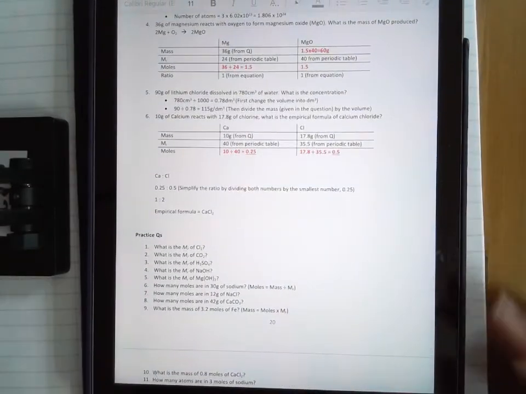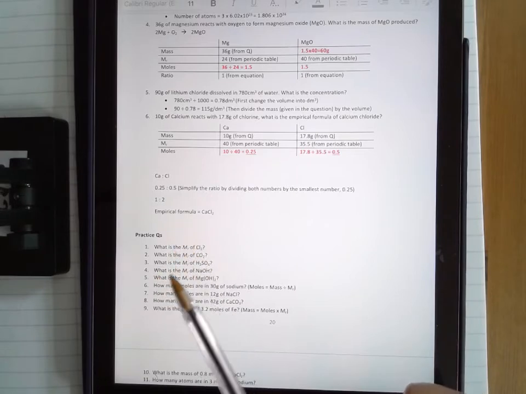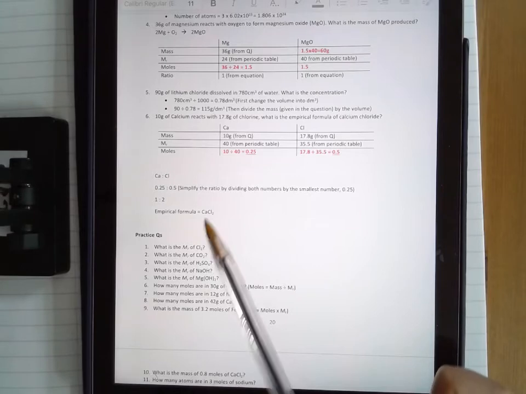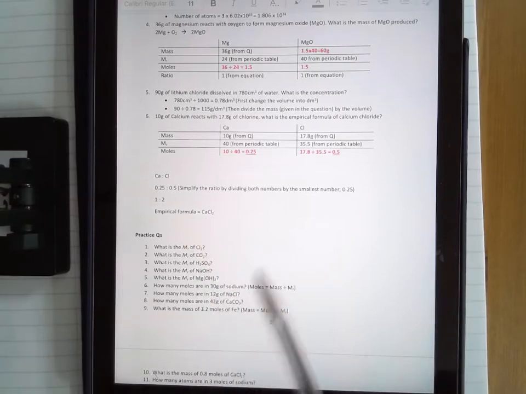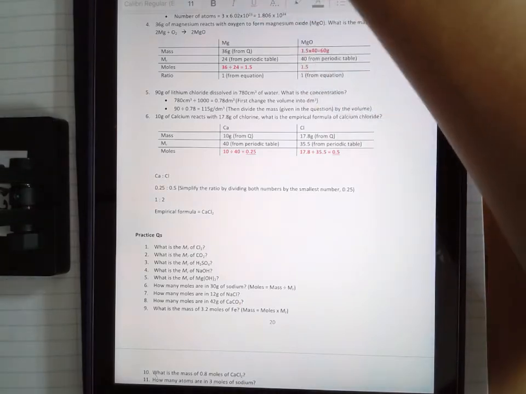So this is page 20 of your core revision booklet. Okay, I've asked you to calculate the relative formula mass of 5 different things, okay, including H2SO4, which I've just done for you. So do those 5 for yourself. So press pause here, do those 5 questions, and then press play when you're ready to see the answers.